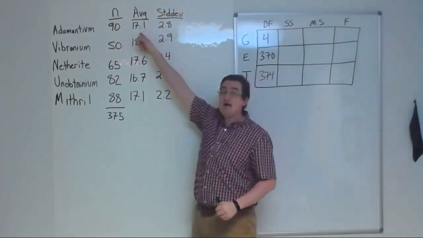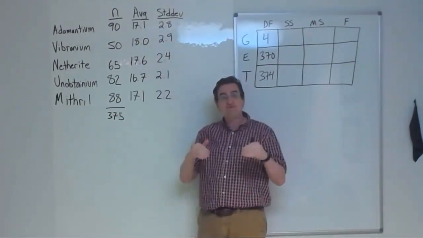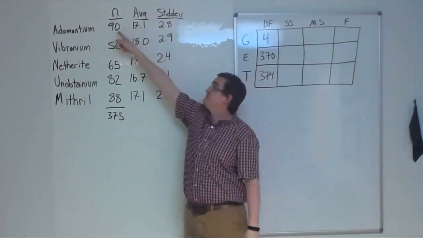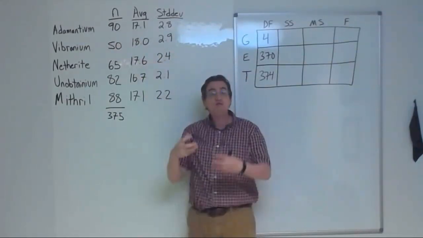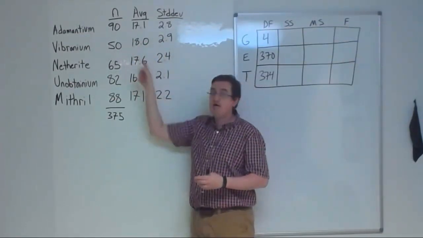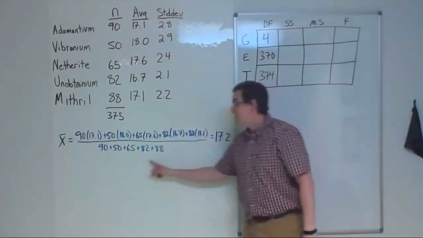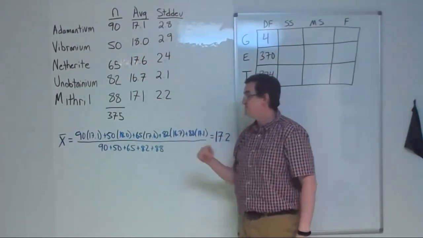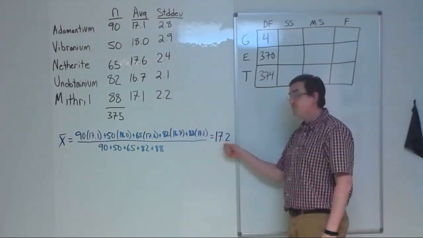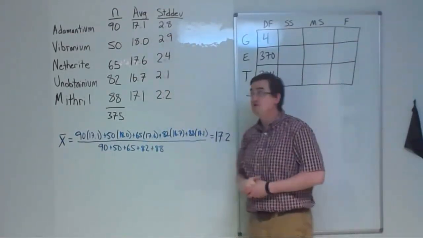Next, I need to know the overall average, and it's not told to me by default. I do have the average for each of the groups. How did we get that? We added up all the values and divided by n. So if I take this average and multiply by n, I'll get back the total for that group. Multiplying each average times the number will give me the overall total. And if I divide that by the total sample size, which I know is 375, that will give me the overall average of 17.2, which looks pretty reasonable if you look at this data.